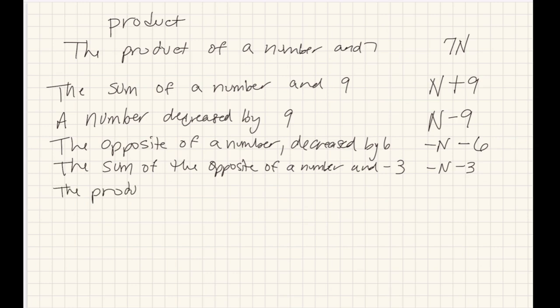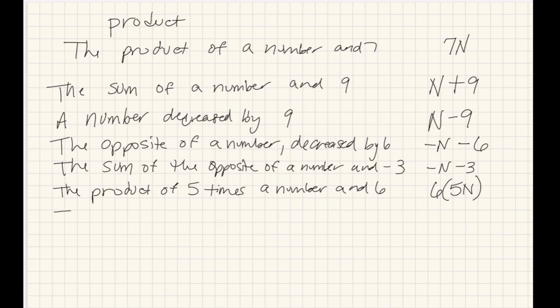Try this one. The product of 5 times a number and 6. What do you think this would be? The product of 5 times a number and 6. Remembering what product means, we would have 6 times 5n. 6 times the product of 5 times n.